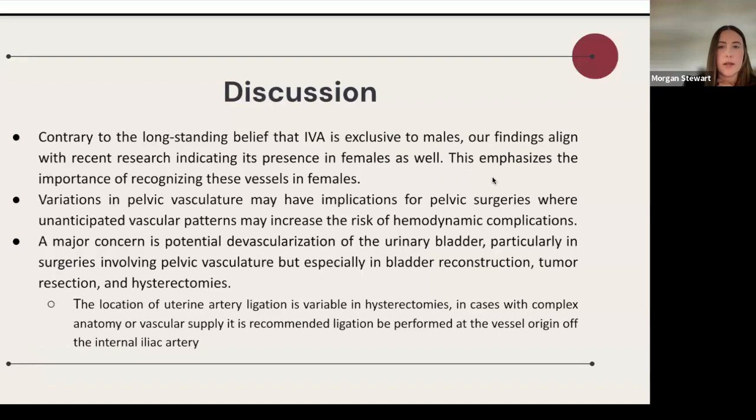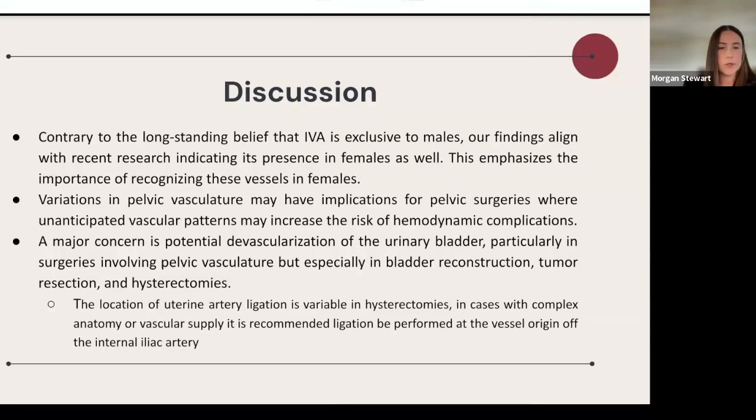And then to bring everything together clinically, there's a longstanding belief that the IVA is exclusive to males, but the findings obviously align with a recent research study, which I have linked in my references. There was a recent research study indicating that it is present in females as well. So this aligns with that research, and it emphasizes the importance of recognizing those vessels in females.